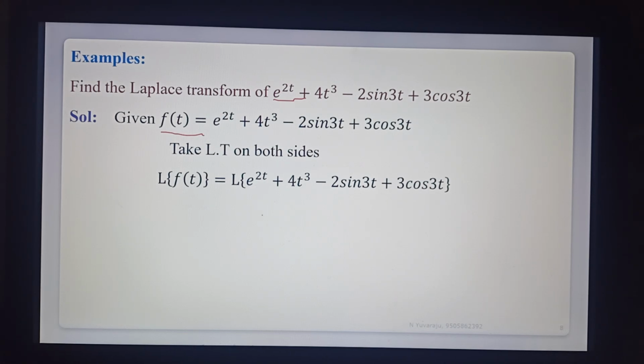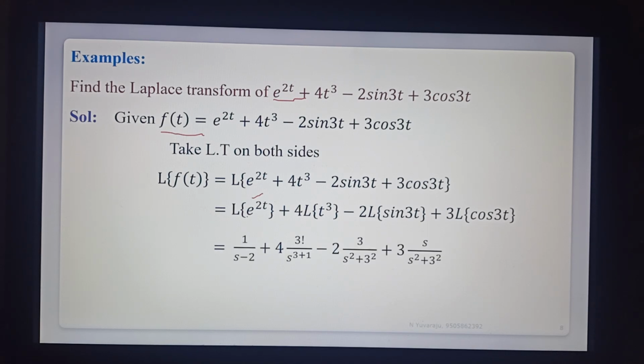This is a linear transformation, so the Laplace transform is applied to every function. That is equal to L of e power 2t plus 4 into L of t cube minus 2 into L of sin 3t plus 3 into L of cos 3t. Now, using the basic formulas already told in the previous slide, L of e power 2t uses the e power at formula, where a is equal to 2. So that is 1 by s minus 2, plus 4 into L of t power n, where n is 3, a positive integer.